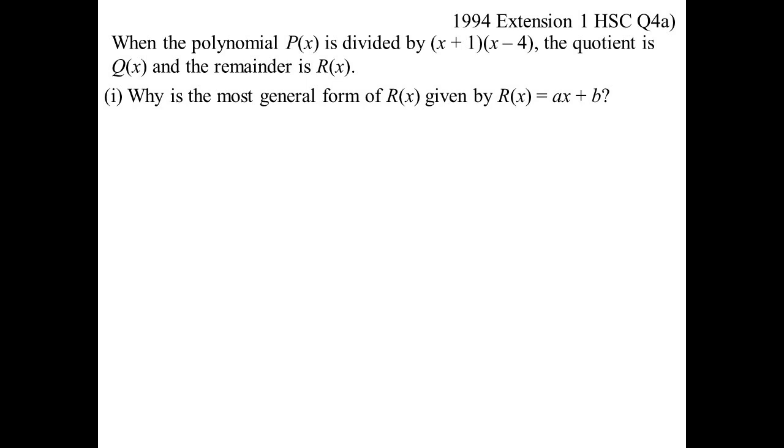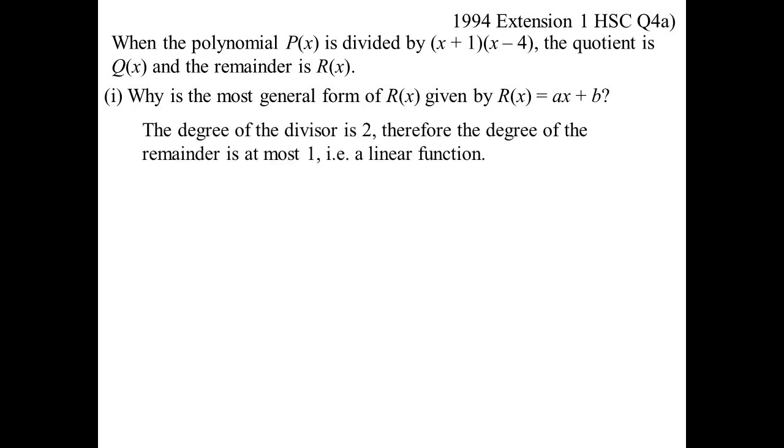Now, this time, we're dividing by a quadratic, but nicely they've factorised the quadratic for us. The quotient is qx, so now we have to come up with the general form. So in this case, the most general form, well, we know the divisor is of degree 2. Therefore, the degree of the remainder is 1, a linear function. That explains why the most general form is ax plus b. How you explain it, I guess, is up to you, but really that's what they're looking for.